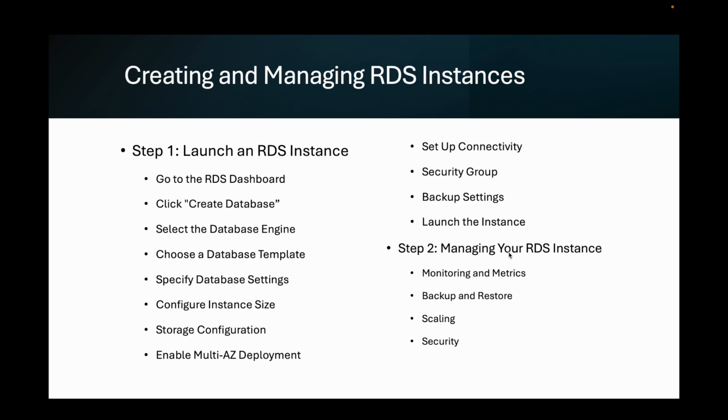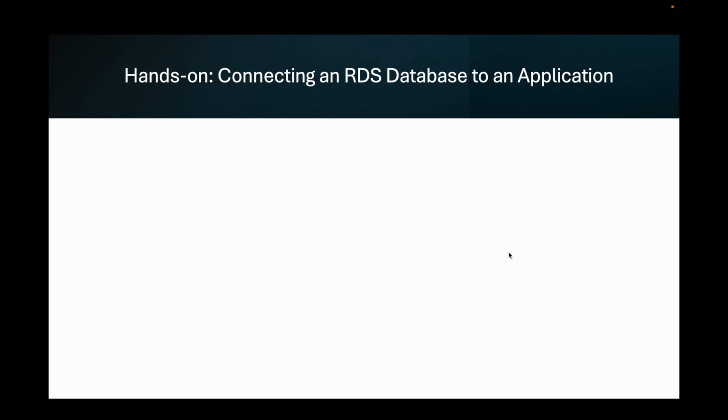So these are the two steps that we'll be doing in our hands-on. So let's jump into the hands-on exercise where we will be connecting an RDS database to an application. In this hands-on section, we will connect, as I mentioned, an RDS database or MySQL instance to a web application running on an EC2 instance. So there'll be a bunch of steps. The first step will be to launch a MySQL RDS instance. We'll follow all the steps that we just went over.